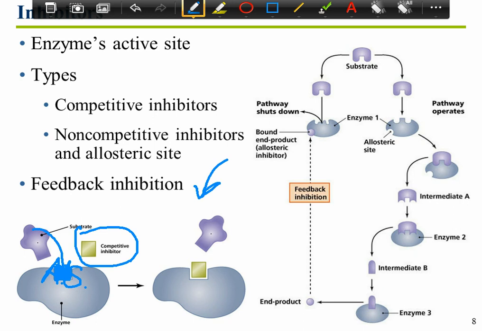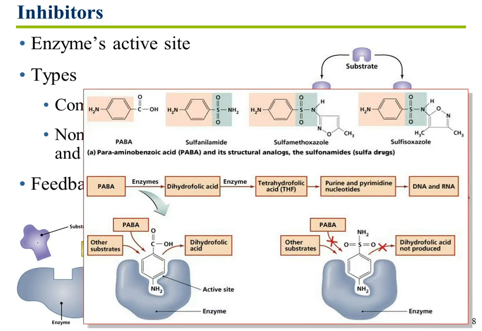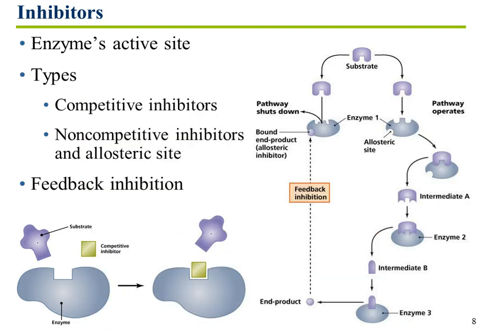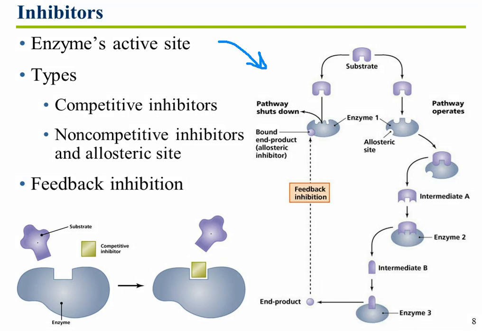And that's what I'm going to talk about now. And that gets me to feedback inhibition. Let me take you through this picture on the right. Okay, so we have a substrate right here. And this substrate is acted on by an enzyme. There's an enzyme right there.